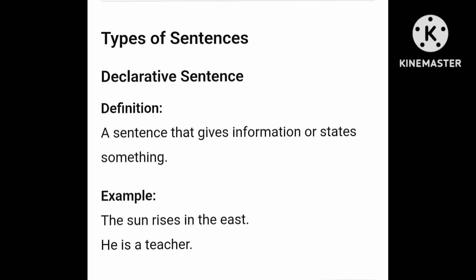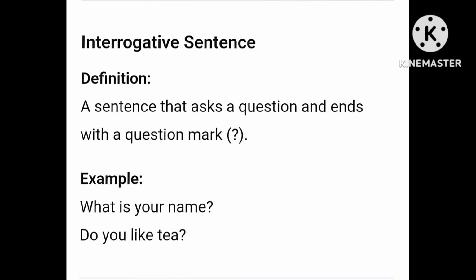Types of sentences. Declarative sentence. Definition. A sentence that gives information or states something. Example: the sun rises in the east. He is a teacher.